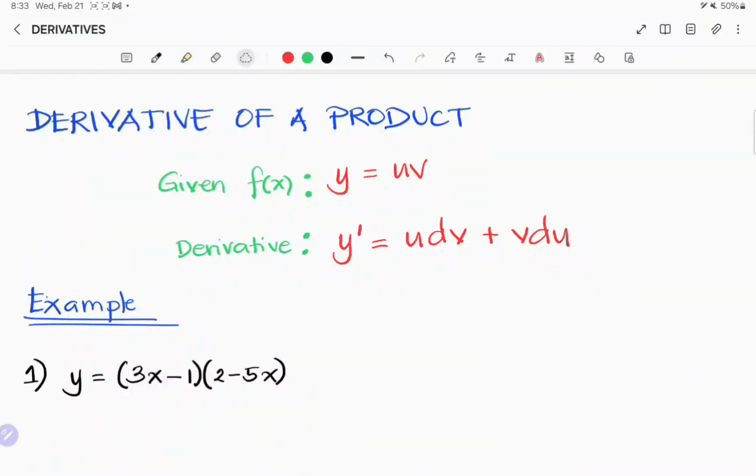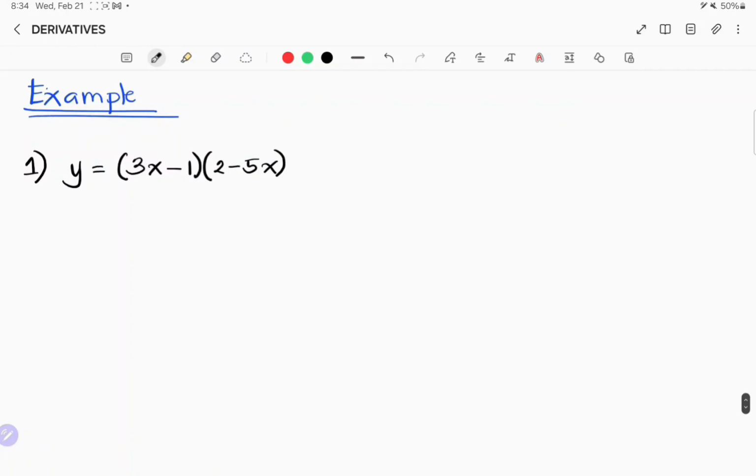In this video, you will learn how to use the derivative of a product to derive the given function. For example, the given function is y equal to u times v, and therefore its derivative is y prime equal to u dv plus v du, or copy u, derive v, plus copy v, and multiply the derivative of u.